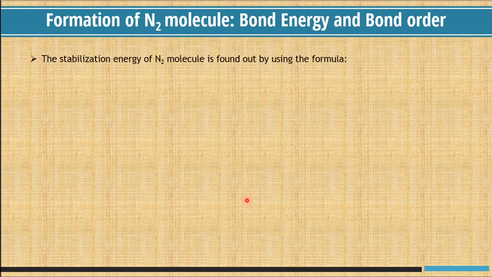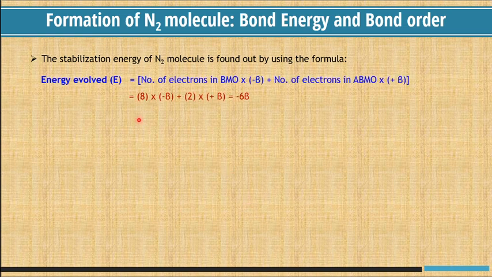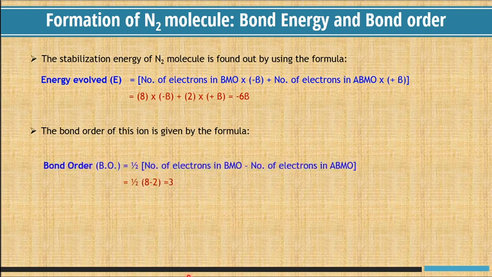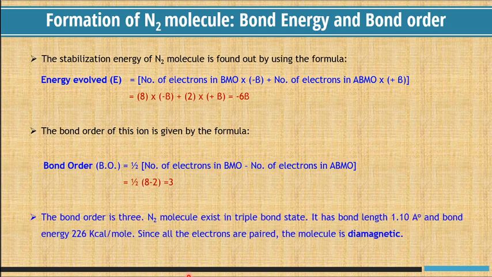The stabilization energy of the nitrogen molecule is found using the formula: energy evolved is equal to 8 into minus beta plus 2 into plus beta. Therefore, the energy is 6 beta. The bond order of this molecule is given by the formula 1 half into 8 minus 2, which is equal to 3. The bond order is 3.